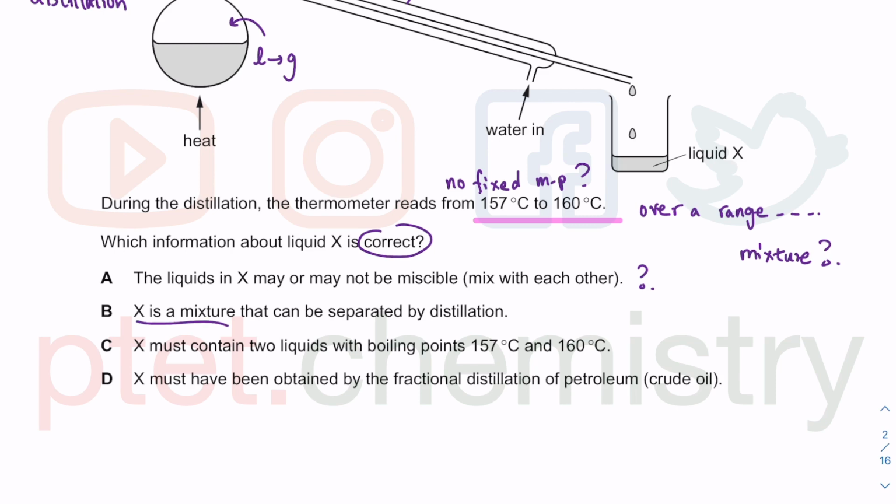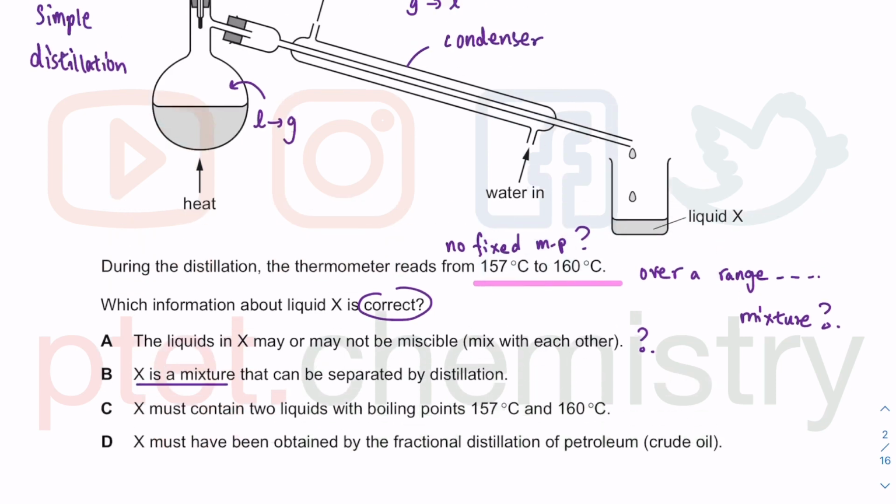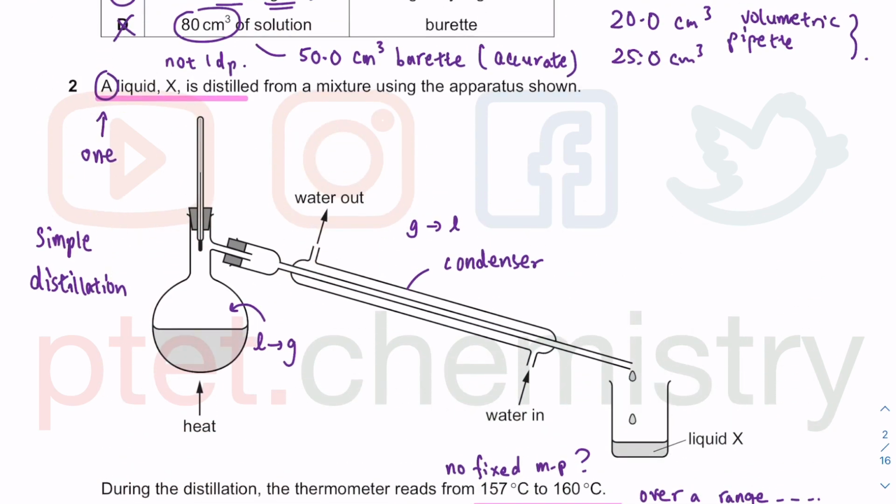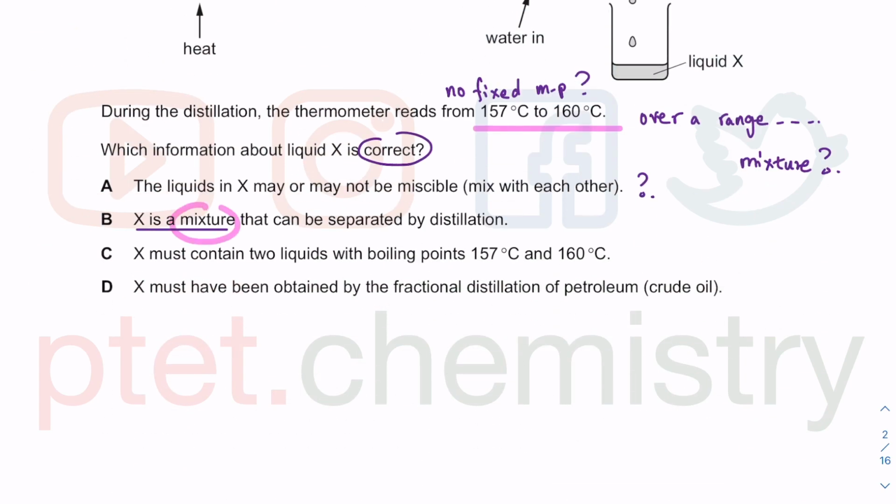X is a mixture. X cannot be a mixture because you already said a liquid is distilled out. A liquid is 1, so it cannot be a mixture there based on a liquid. So the definition of A there simply means 1, so it's not a mixture. They must contain 2 liquids, so again I guess it comes down to a liquid, meaning 1, so not really.